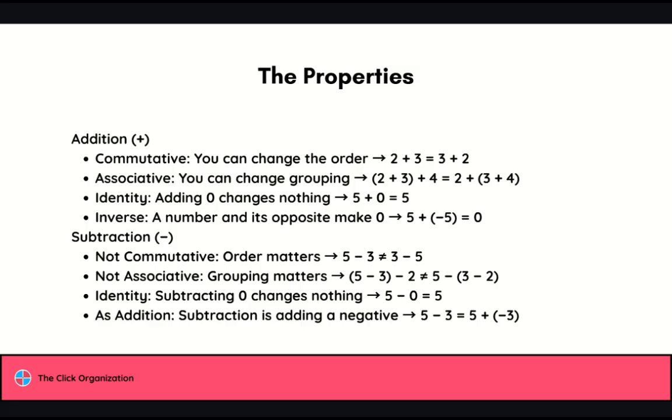And also, every operation has an identity element, meaning that if you sum or subtract or multiply or divide that number, there will not be any changes. And the identity element for addition is 0, meaning that it changes nothing. And also the inverse property. A number and its opposite make 0.